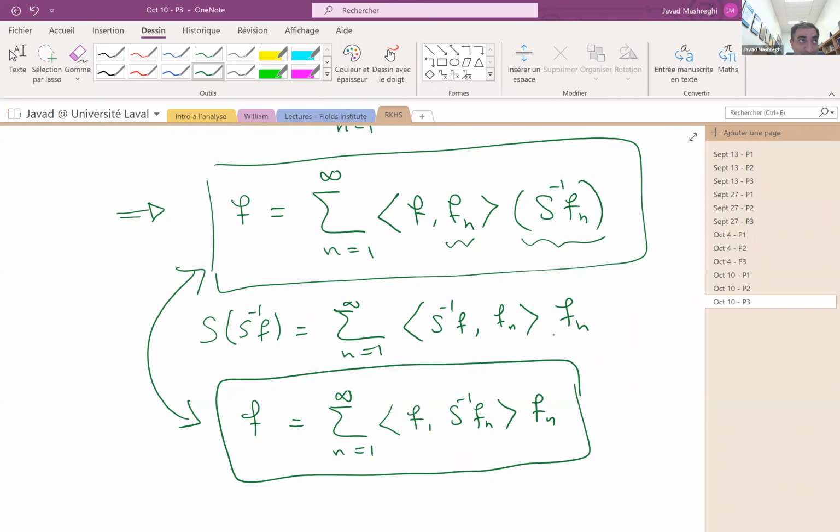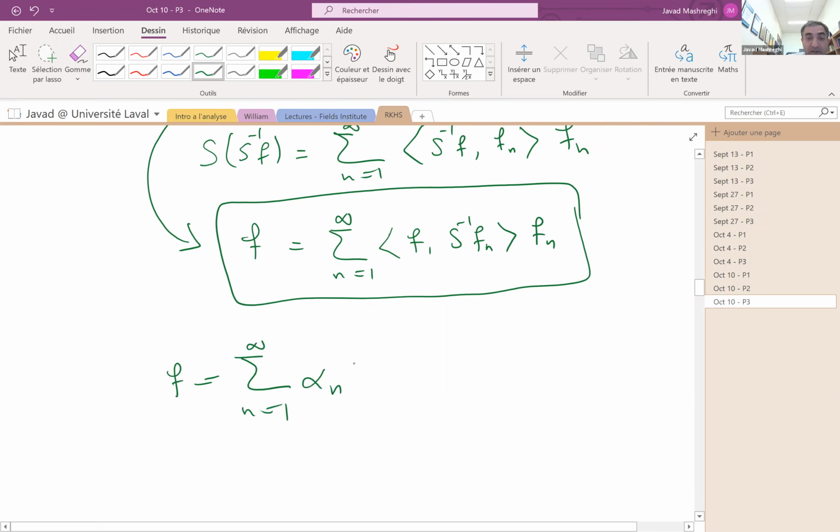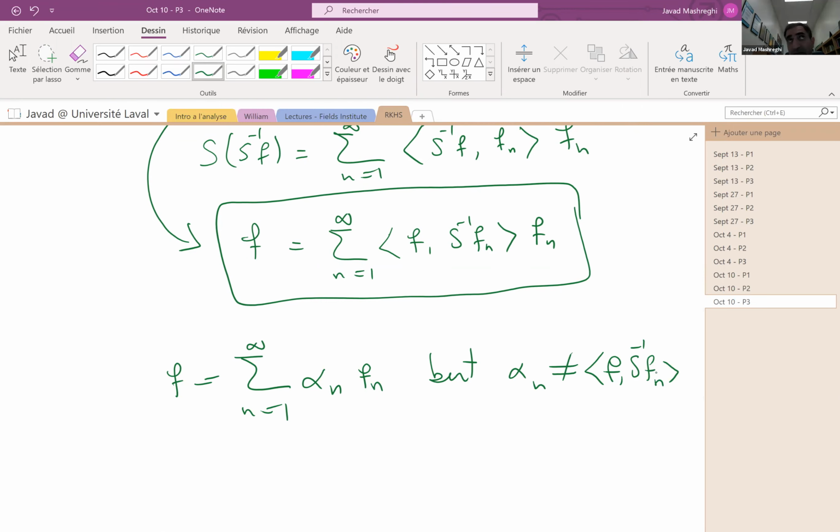Two features. First, it's not unique. In other words, it is possible here that we have F equal to the sum n from 1 to infinity alpha n Fn, but alpha n not equal to the inner product of F with S^-1 Fn. We lose the uniqueness of the coefficient. That's not, in many applications, a big deal. As long as we have a representation, it's okay.